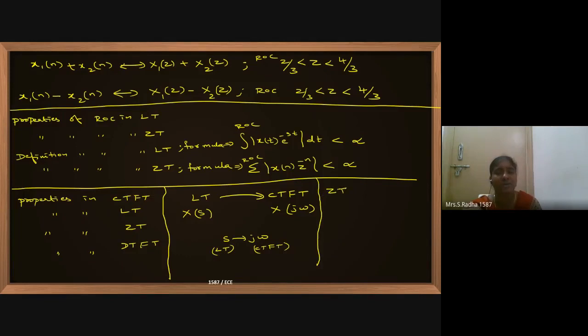Similarly, how to convert Z transform to DTFT? The Z transform is x of z. Here it is x of e power j omega. So when you put z as e power j omega, the Z transform is converted to DTFT.